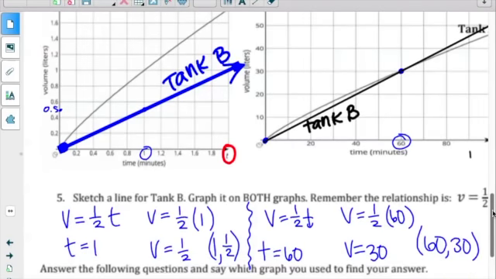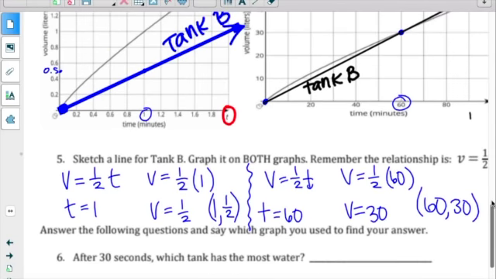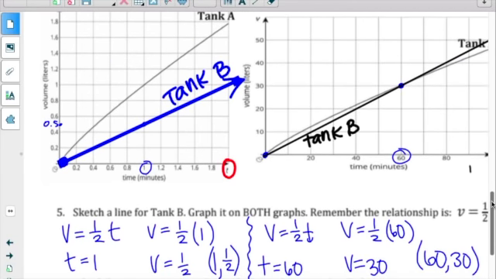After 30 seconds, which tank has the most water? You can use either graph because it's the same thing. So it says after 30 seconds. So which one's going to show us 30 seconds? What's the one on the left, right? So 30 seconds is half of a minute. I got 1 minute right here. Well, half of a minute would be 0.5. 0.5 right here.